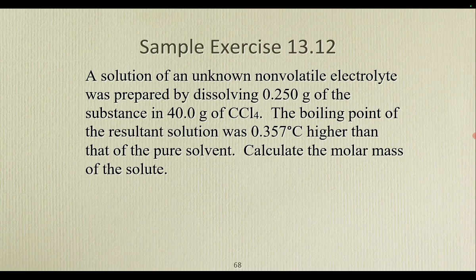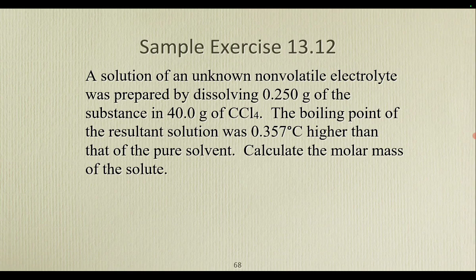Yeah, and then with the last one here, a solution of an unknown non-volatile electrolyte was prepared by dissolving 0.25 grams of whatever that substance is in 40 grams of carbon tetrachloride. The boiling point of the resultant solution was 0.357 degrees higher than that of the pure solvent. Calculate the molar mass. So for this one, we've got to do a couple different things, and we're thinking about this one in reverse. In the past ones we've looked at, we've taken this much of whatever that substance is, dissolved it in X amount of water. What is the new boiling or freezing point? In this case, we know how much that boiling point is changed by, so we're going to work backwards to figure out what that molar mass actually is.